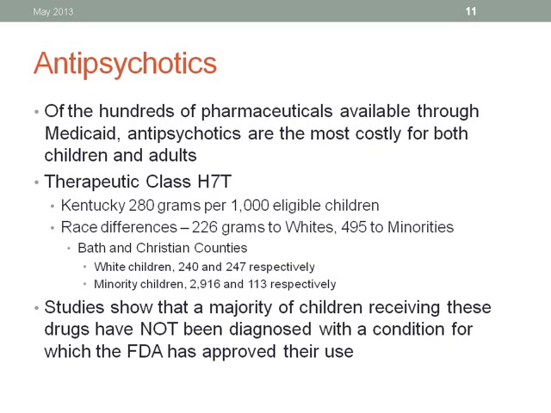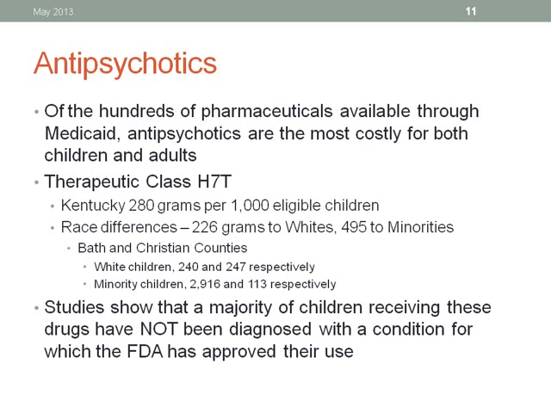Of the hundreds of pharmaceuticals available through Medicaid, antipsychotics are number one. There's more than one therapeutic class for antipsychotics, but the number one therapeutic class, H7T, in terms of cost for both adults and children, is an antipsychotic. So it's important for many reasons, but it's important for cost reasons. It's the most expensive therapeutic class over this time period.